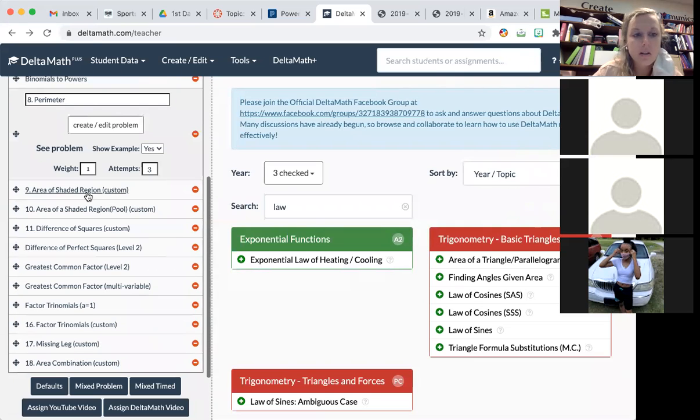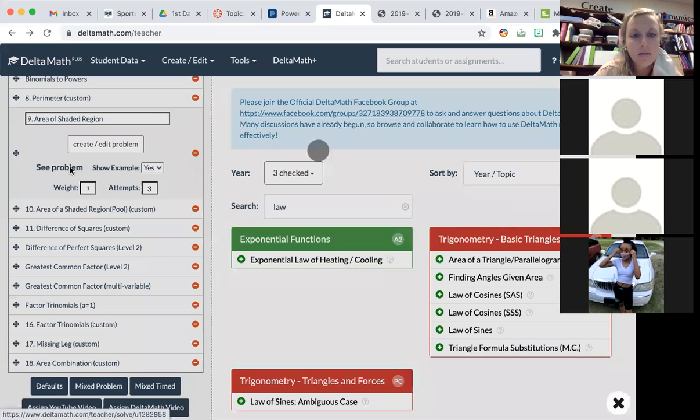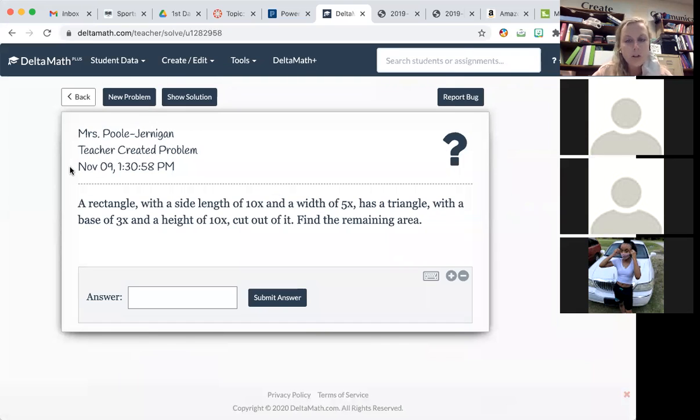All right, so let's look. We're halfway done. Let's look at number 9. A lot of you, when I looked at your answers, you messed up on this one. So I want to make sure we're okay. This one's actually easier than the one I gave you on homework a week ago. All right, so a rectangle, I'm going to draw it. I would recommend drawing everything tomorrow since it's a test. Has a side length of 10x and a width of 5x.